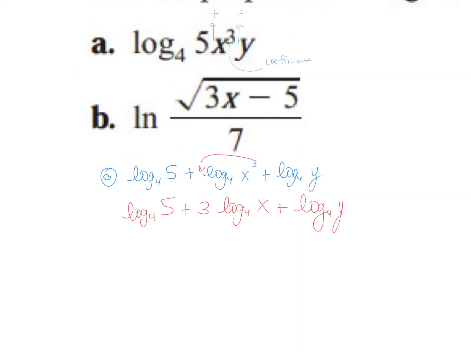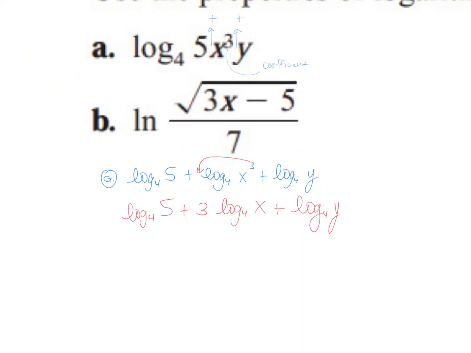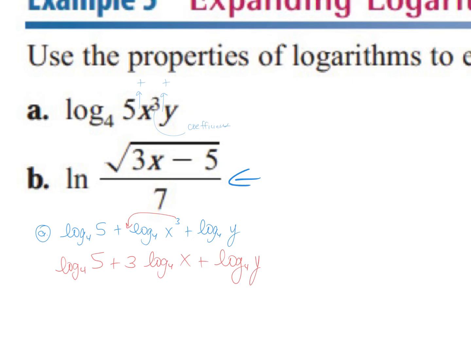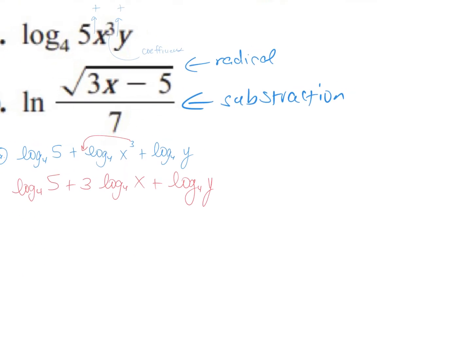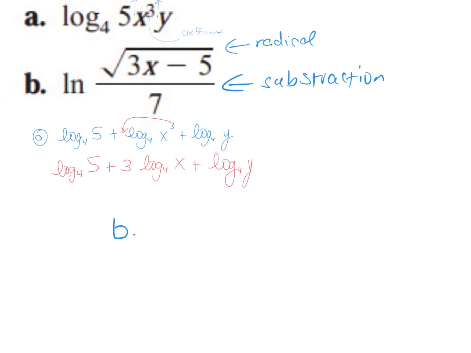All right, let's look at B. There's a lot of things going on with B. I see two really major things. What's one of the things that you see? Okay, I see division. Good. Division's going to become what? Subtraction. And Marcella, what'd you say? There's a radical. All right, we didn't talk about radicals, did we? No. But we can rewrite that radical. I can rewrite this as ln, and I can write this as 3x minus 5.